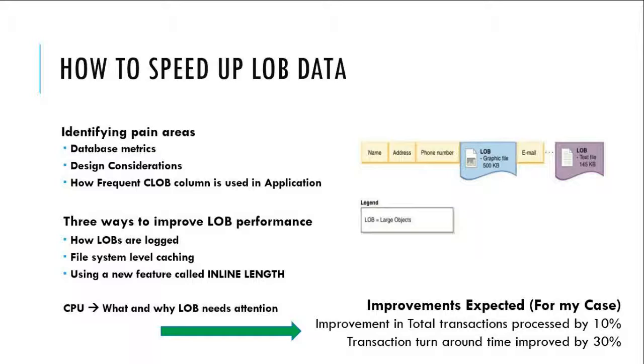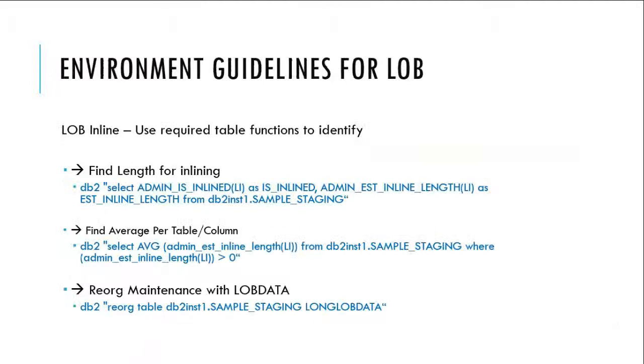In my case, when I used inlining of LOB, I could see processing performance improve by 10% and my turnaround time improve by 30%. I'm just giving an example of how to use the inlining. Yes, INLINE_LENGTH is the table function I used, getting the average of it and making sure that it gets fitted into whatever my page size is.